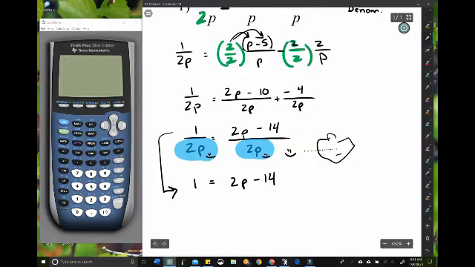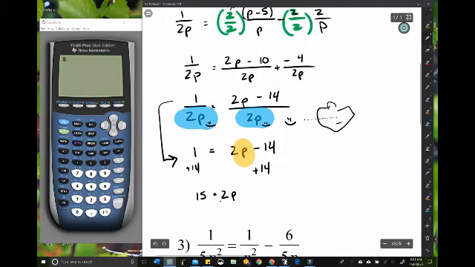And it makes it nice. Then we just have our numerator. 1 is equal to 2p minus 14. We solve for p. Okay, so we're just going to add 14 over and add 14. That's 15 is equal to 2p. And we'll divide by 2. And then all that is 15 halves. It's okay to have a fraction, so 15 over 2 is the answer.